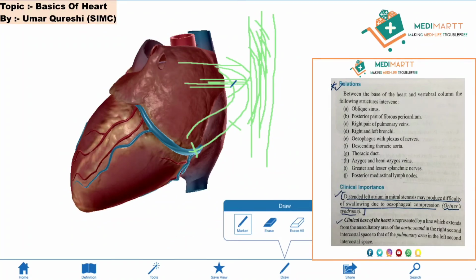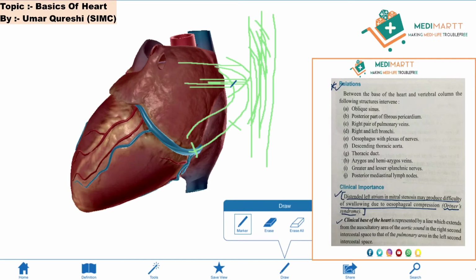That syndrome is called Ortner's syndrome. This point is not that important, but the point that distended left atrium in mitral stenosis causes this is important. You don't have to remember the name Ortner's syndrome.